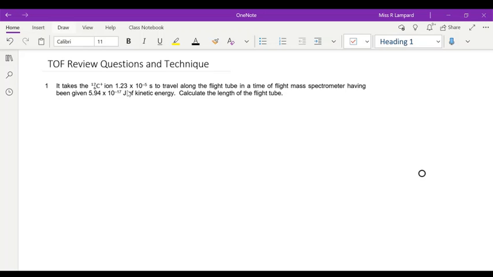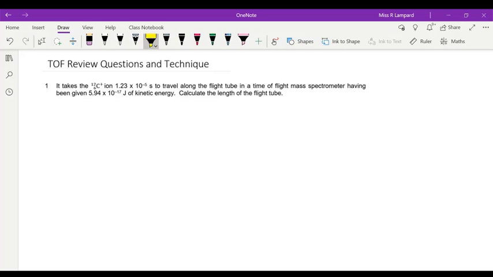So the question we're going to focus on today is asking us to consider a carbon ion with a positive charge, that takes 1.23 times 10 to the minus 5 seconds to travel along the flight tube in a time of flight mass spectrometer, having been given 5.94 times 10 to the minus 17 joules of kinetic energy. And the question is asking us to calculate the length of the flight tube.